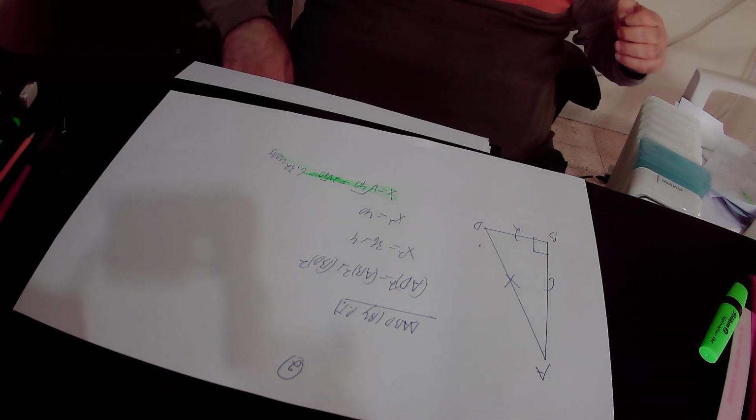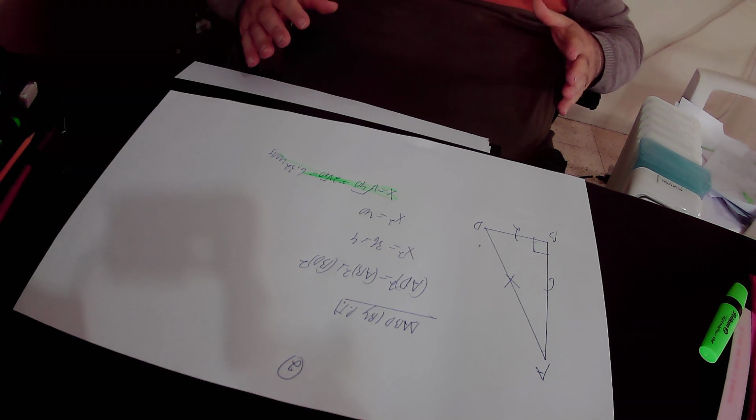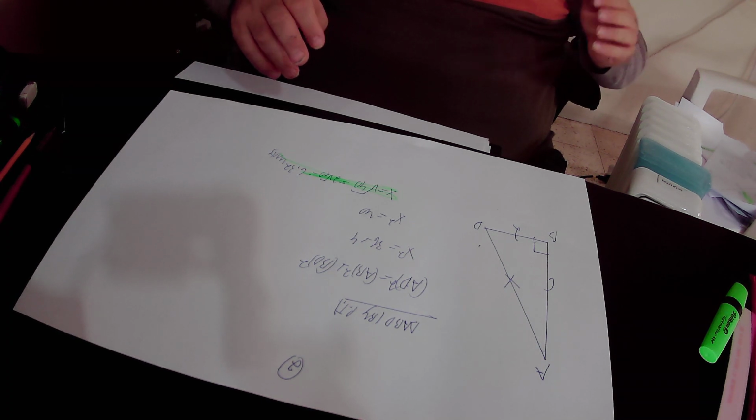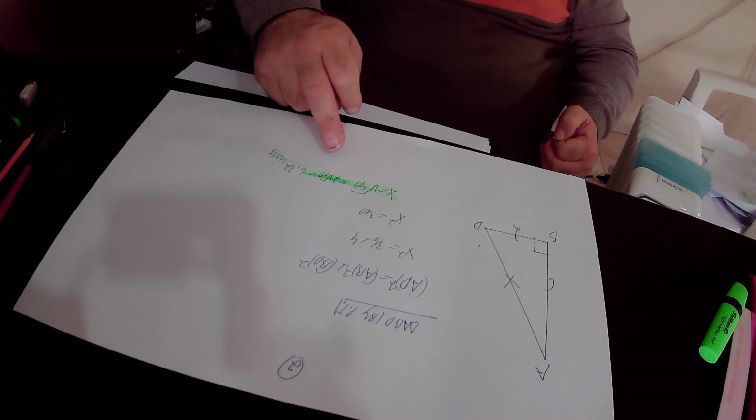So in all three methods, we found the same result, that x equals 6.32 units, or you can also represent it as 2 times square root of 10 units.